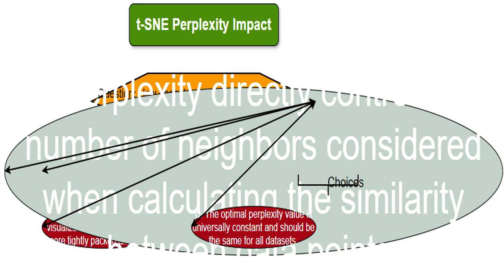This statement is correct. Perplexity doesn't set the exact number of neighbors, but it dictates the approximate range. A higher perplexity considers more neighbors when figuring out how similar data points are, while a lower perplexity focuses on fewer neighbors. Think of it like choosing how many people you consider close friends. A larger group means more friends. A smaller group means a tighter circle.